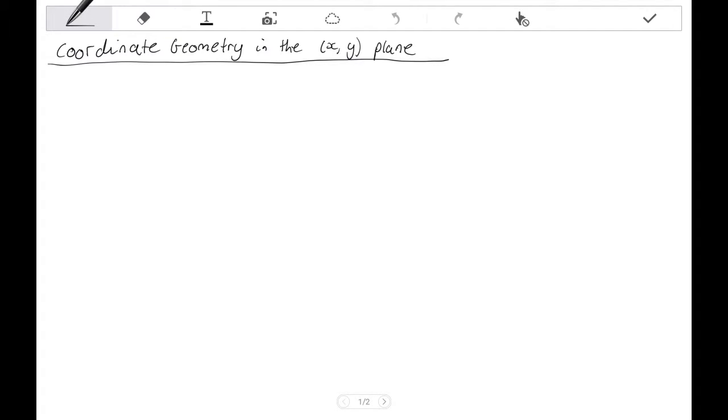This time we're going to be looking at coordinate geometry in the XY plane, and this is going to match up with the Edexcel C2 Chapter 4 if you're following along like that. And this is a chapter that doesn't have a lot of content in, there's not really much to it.